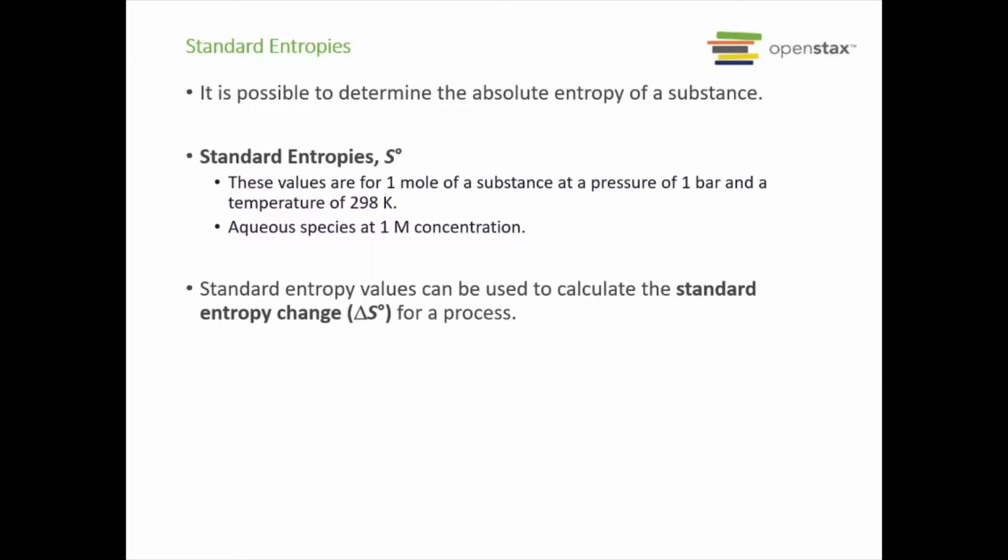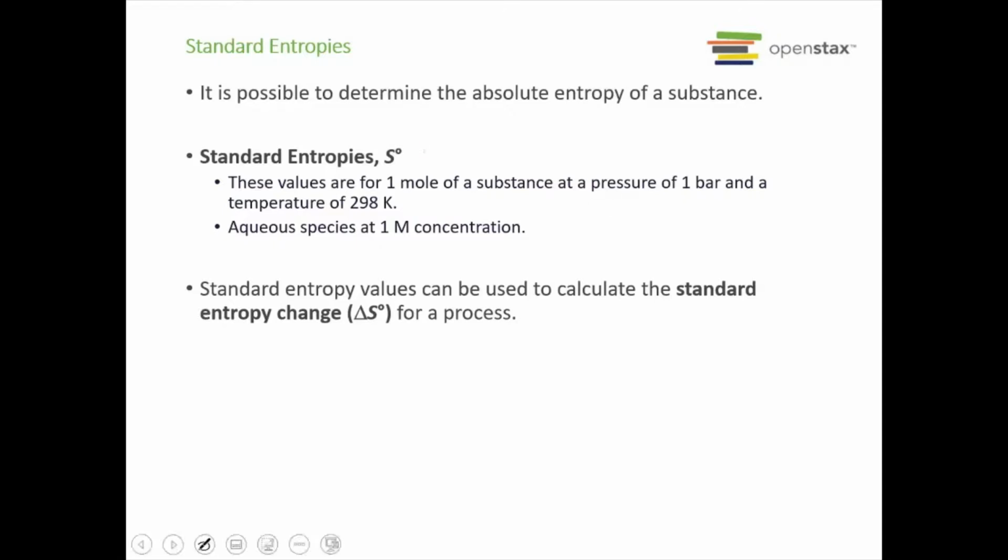Okay, so we also do have a thing called standard entropies. It is possible to determine the absolute entropy of a substance. And we start off by using standard entropies, or S naught, S standard, whatever you want to call it. These values are for 1 mole of a substance at a pressure of 1 bar and a temperature of 298 Kelvin. And if you have an aqueous species, this is at 1 molar concentration.